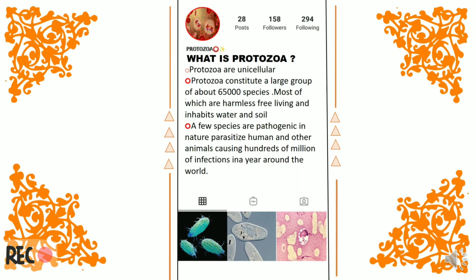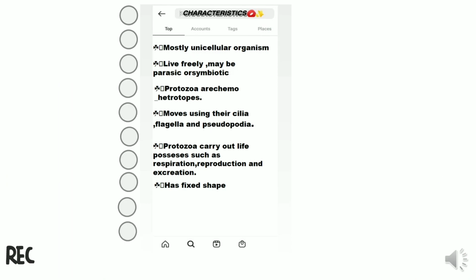So what is protozoa? Protozoa are unicellular organisms and it is a large group, about 65,000 species, most of which are harmless, free-living and inhabit water and soil. A few species are pathogenic in nature, parasitizing humans and other animals, causing hundreds of millions of infections in a year around the world.